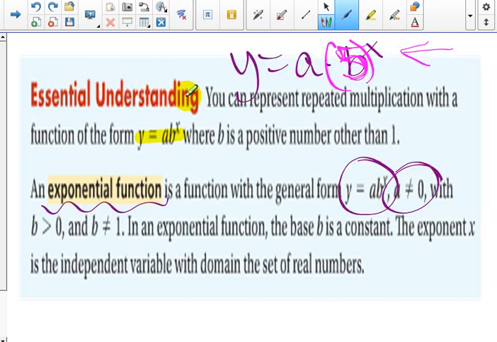That's one thing we want to watch for as we work through these, and make sure that we don't have a 0.